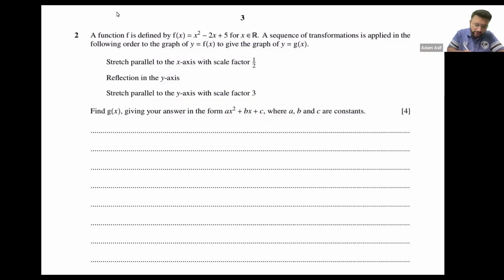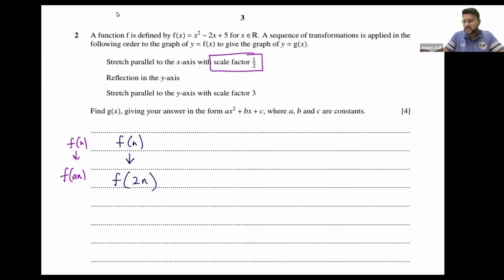So we are going to start with f of x. The first transformation is a stretch parallel to the x-axis with a scale factor of half. So how will I write this? It's a horizontal stretch parallel to the x-axis, so with a scale factor of half, it's going to be f of 2x. When you are dealing with a horizontal stretch, f of x goes to f of ax, where a is the reciprocal of the stretch factor. If the scale factor is 1/2, then the a value would be 2. This means that in the function you are going to plug in 2x.